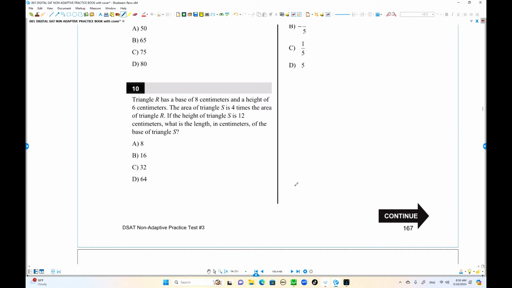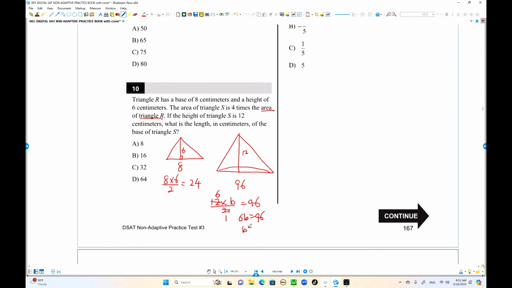Here is number 10. Triangle R has a base of 8 and height of 6. The area of this one is 8 times 6 divided by 2. That is 24. But the area of triangle S is 4 times the area of triangle R. Okay? So this area may be 96, 4 times. All right, the height is 12. What is the length of this side? 12 times the base b divided by 2 is 96. So you can simplify. 6b equals 96, b equals 16. Okay, that's the length of the base.